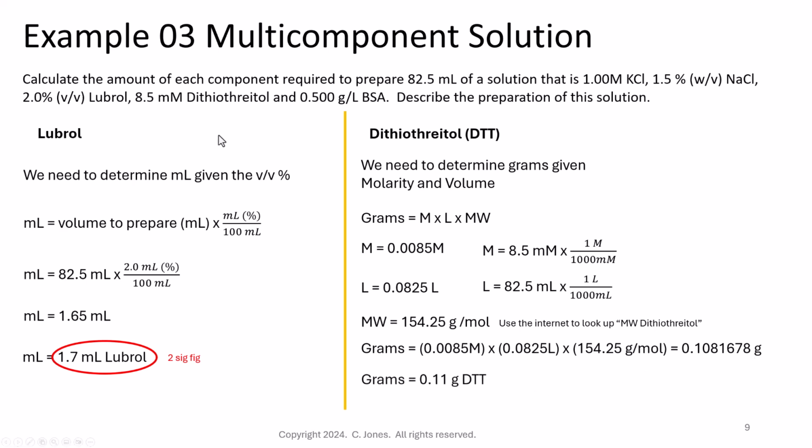All right, so if we look at this, the dithiothreitol, we only have two significant figures here, 8.5. So our answer can only have two significant figures. The next digit over is an 8, so we're going to round this up. So we need to weigh out 0.11 grams of dithiothreitol.